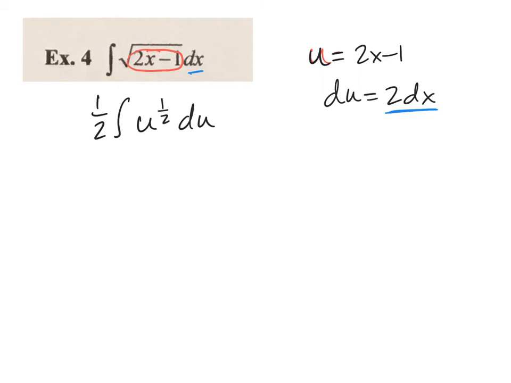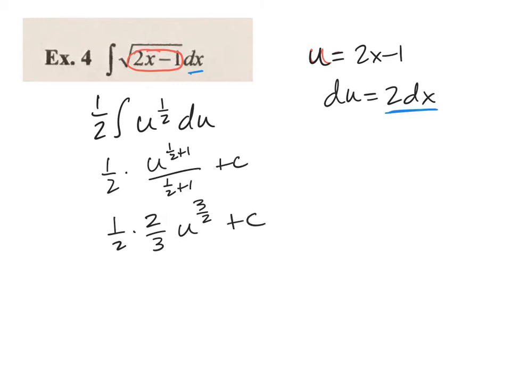So we're ready to do that now. So this would be 1/2 times, I'm going to go ahead and write the whole thing out, u to the 1/2 plus 1 over 1/2 plus 1, which would be 1/2 times u to the 3/2 divided by 3/2, and remember dividing by 3/2 is the same as multiplying by 2/3, so that would be 2/3 u to the 3/2, and then don't forget your plus c. I should have written it up here as well, plus c. And then simplifying a little bit, these 2's cancel, so 1/3.